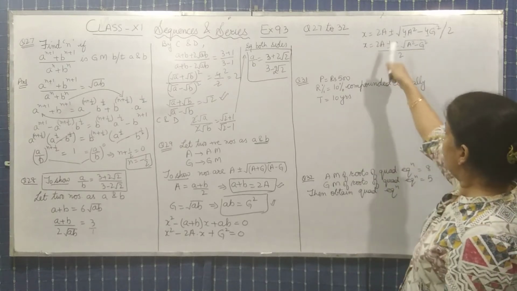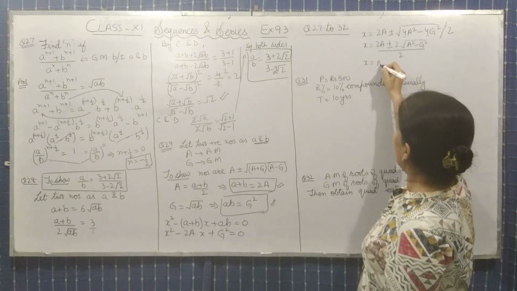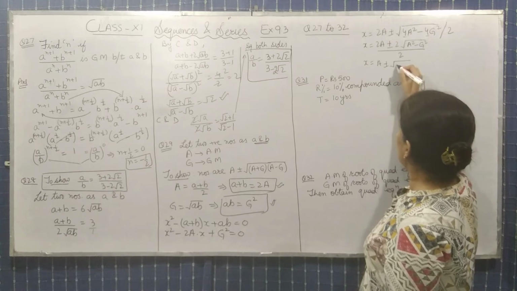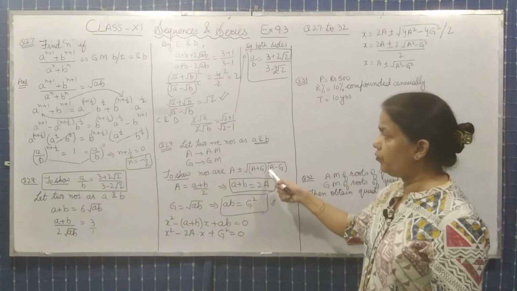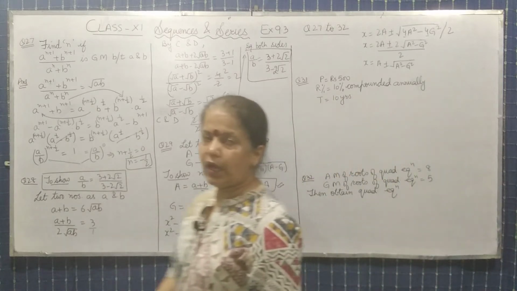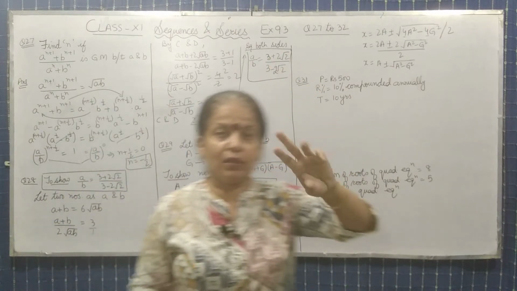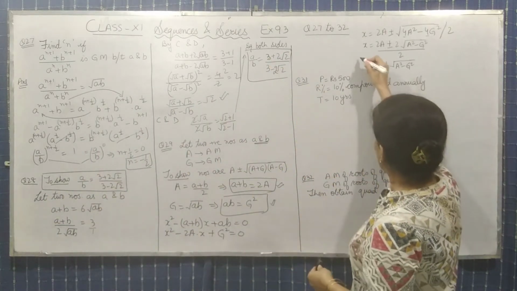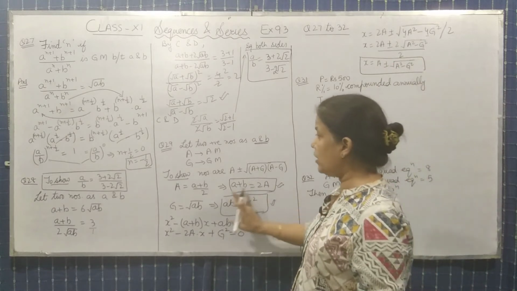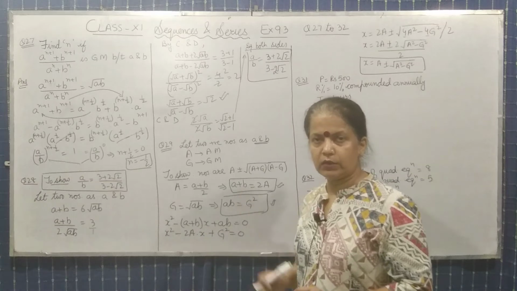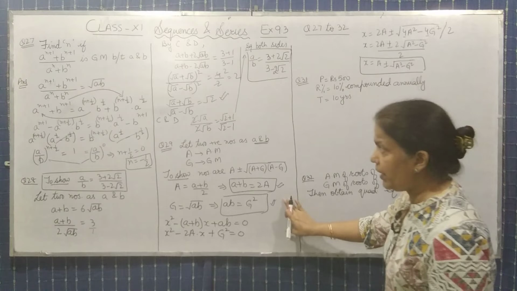Now you can cancel 2 by taking it common, so x will be a plus minus square root of a square minus g square, and this only we have to prove, that two numbers are these. So these are the values of x. There are two values of x, one positive and one negative, and x we have taken as a and b over here. Clear?